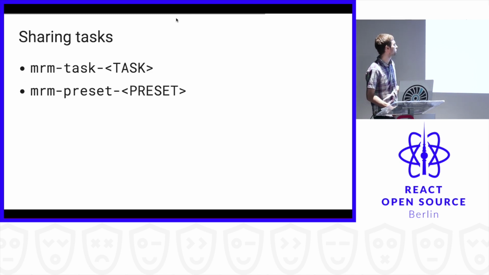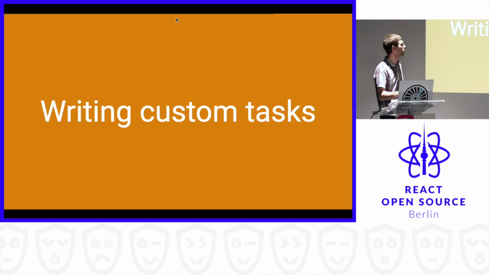You can share tasks on NPM. You can publish one task, or you can publish a preset, which is a bunch of tasks with a configuration. And then you can create a preset for your project or configuration for your organization. And all your colleagues will have access to the same tools. And the most powerful feature of MRM, of course, is that you can create your own tasks.